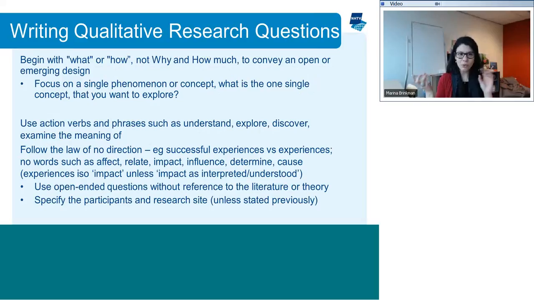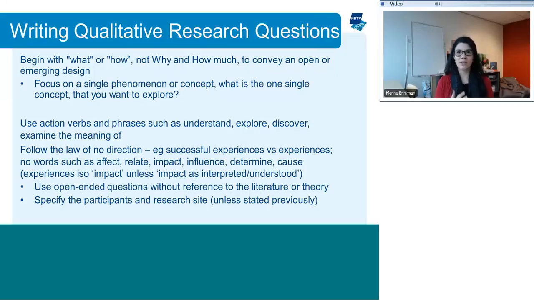So in terms of verbs, qualitative research questions usually start with what or how, not with why or how much, because these actually imply relationships. And you constantly have to ask yourself, what is that one thing that I would like to understand? What is that one phenomenon or that one concept, as I'm going to call it from now on, that I would like to explore? Is it a type of behavior? Is it a level of? Is it a type of attitude?